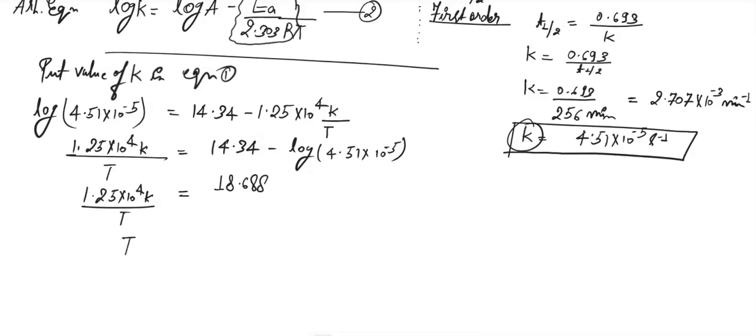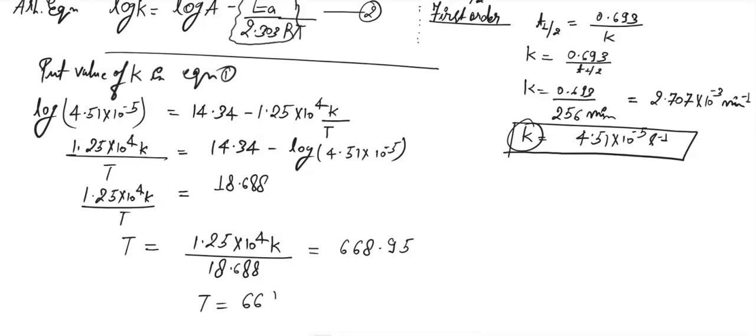Now in order to find T, you write 1.25 × 10^4 K upon 18.688. Whenever you do this division, you will get 668.95 Kelvin. You can round this off, so the temperature is approximately 669 Kelvin. So this will be your answer for this question.